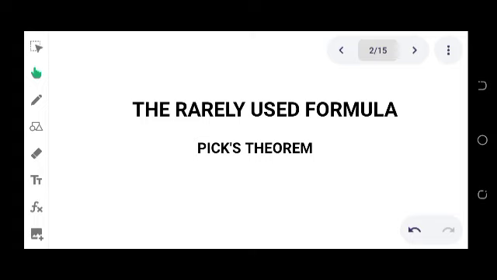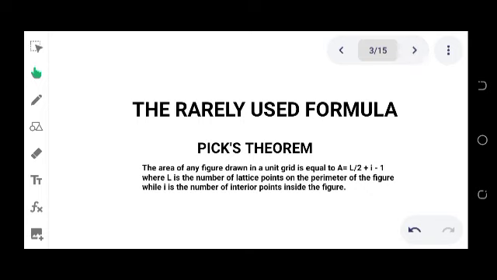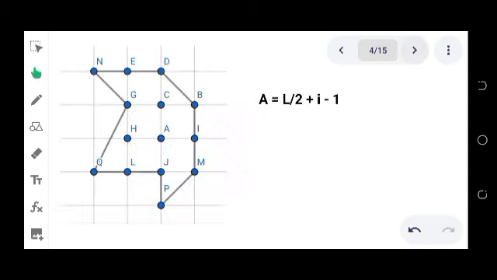Now, Pick's theorem gives us a ready formula to find the areas of figures that are plotted in the rectangular coordinate system. According to Pick's theorem, the area of any figure drawn in a unit grid is equal to A = L/2 + I - 1, where L is the number of lattice points on the perimeter of the figure, while I is the number of interior points inside the figure. Now, let's use Pick's theorem in some examples.